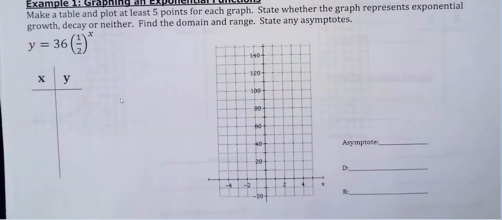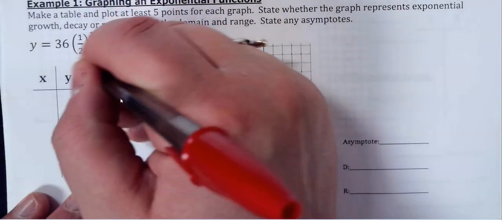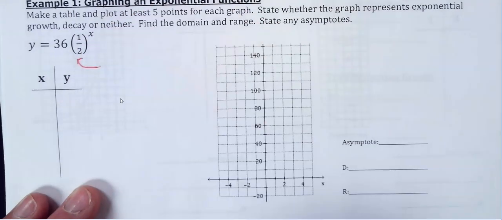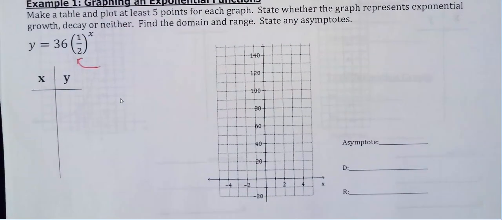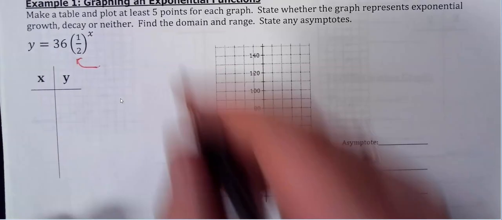This one, we're going to graph 36 times 1/2 to the x. So should this graph represent growth or decay? This one's decay, right? Okay, so I'm going to just type this, and I'll come look at your calculator.